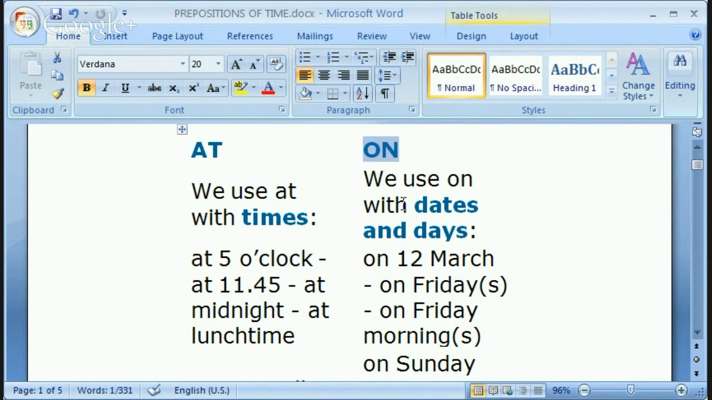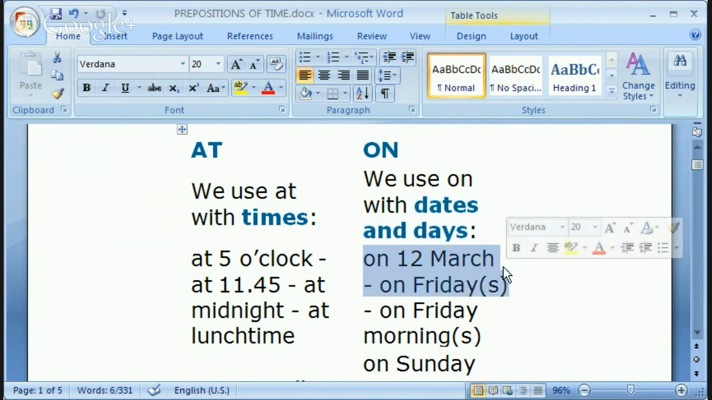On. We use on with dates and days. For example, on March 12th. Okay, we express this two different ways: on the 12th of March or on March 12th. In either case, we're going to use on.